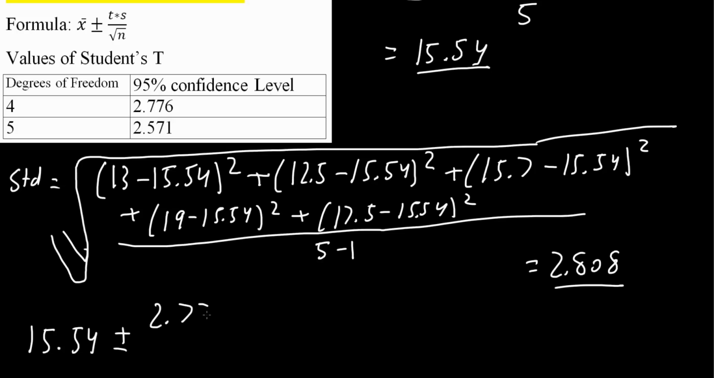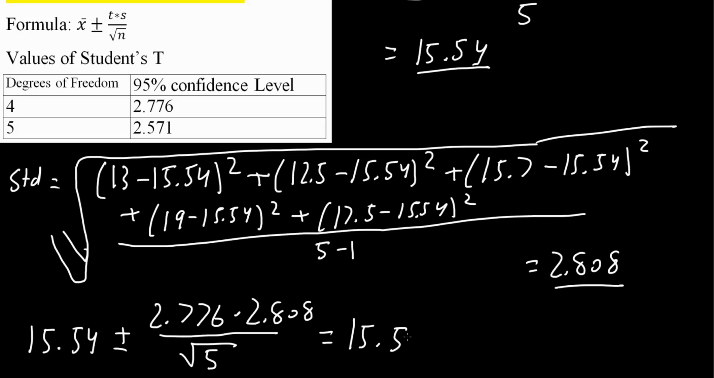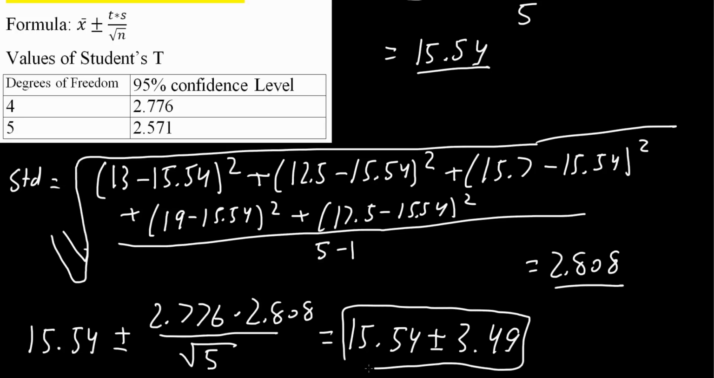Usually you wouldn't be given this directly. You'd be given a big table with a degree of freedom from 0 all the way to like 10. And you'd have like 90% confidence interval, 95, 99. Next, times standard deviation, which is 2.808, divided by the square root of n, so n is 5. So like this. And now this would simply be 15.54 plus or minus 3.49. This right here is the final answer for the 95% confidence interval.